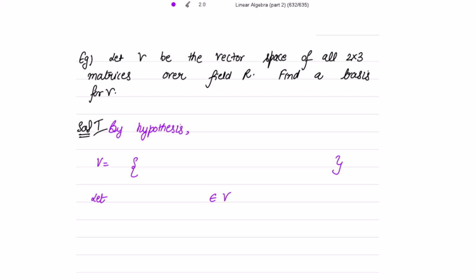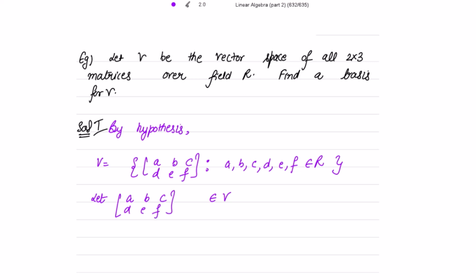So by hypothesis, what kind of matrix is V? It's a 2x3 matrix. So I'm writing here the elements A, B, C, D, E, F, right? 2 rows and 3 columns. So it's a 2x3 matrix where A, B, C, D, E, F all belong to the real numbers because it is a 2x3 real matrix, right? Okay, to find out the basis for this vector space, let's take one element from V first. It's of the type A, B, C, D, E, F. This element is of the form of a 2x3 matrix from this vector space V.